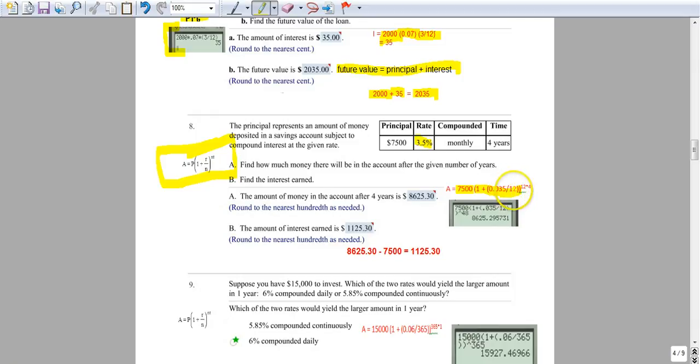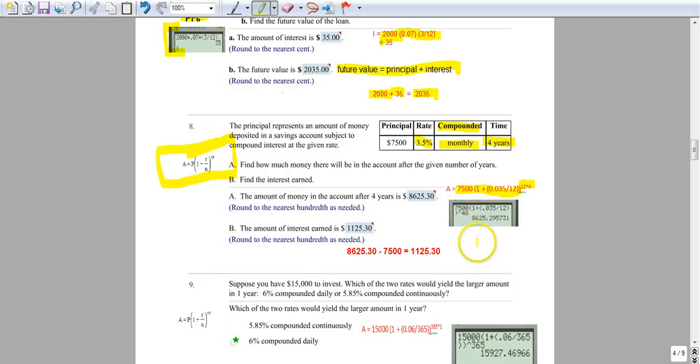over N. N is the number of times per year it's compounded. If it's compounded monthly, that means it's compounded 12 times per year. So N is 12. That is then raised to the power of N times T. N is 12, T is 4 because the time is 4 years. So how do you enter that into a calculator?